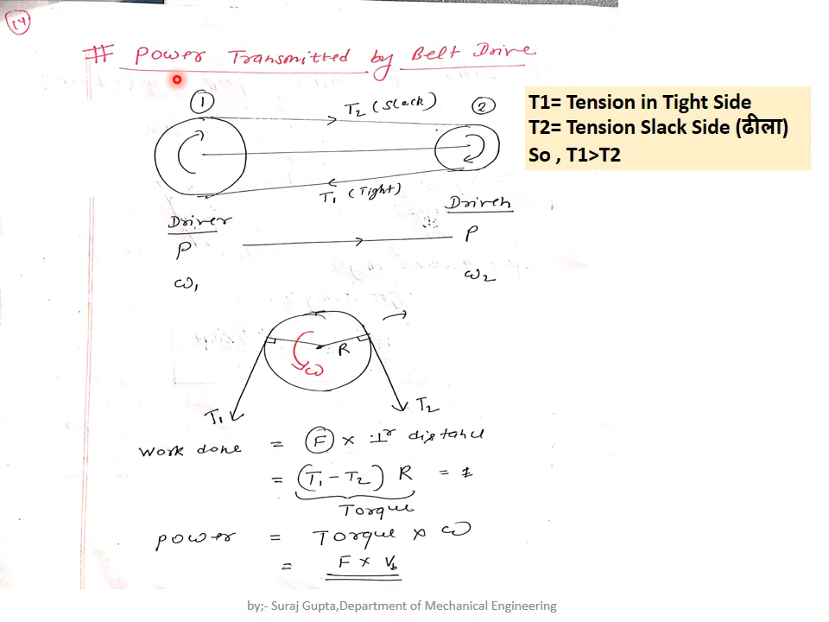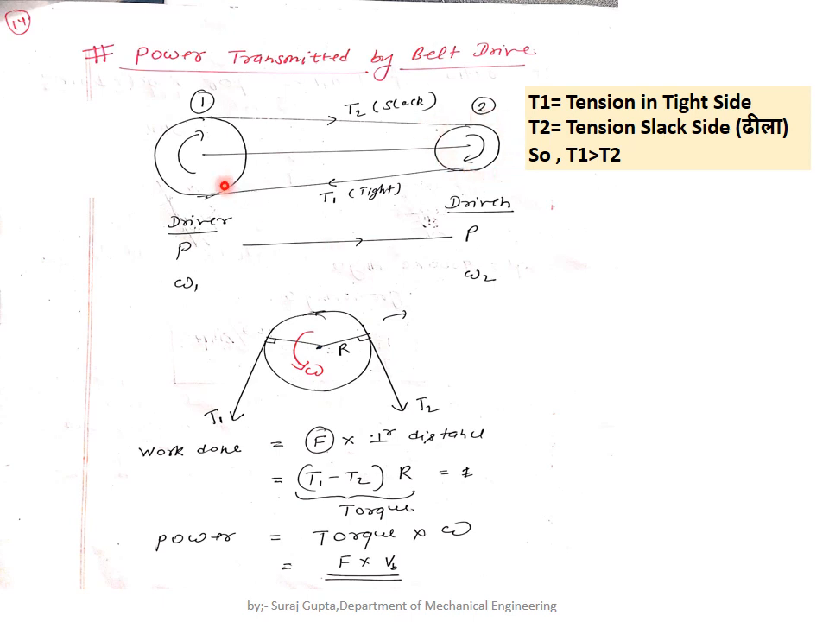So what is the power transmitted by the belt drive? Now we have decided that this is the slack side and this is the tight side, as this is the driven and this is the driver. So this is the tight side and this is the driver, and the power is to be transmitted to the driven pulley, with the speed of the driver being omega 1 and at the driven it is omega 2.